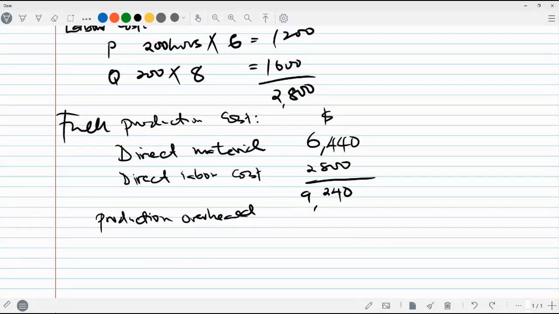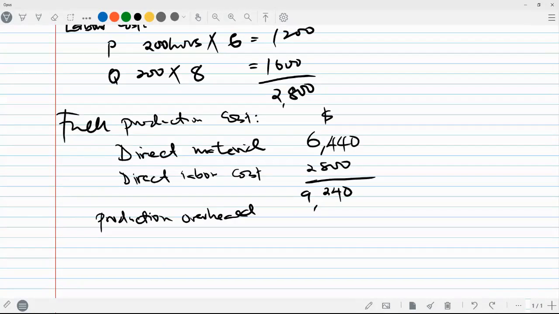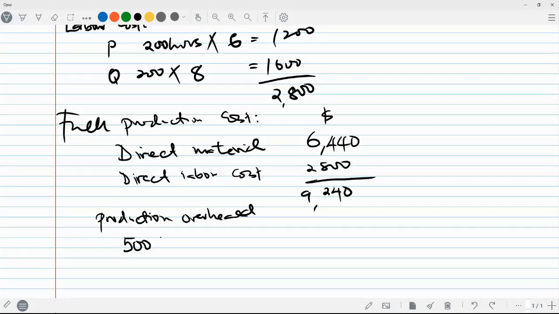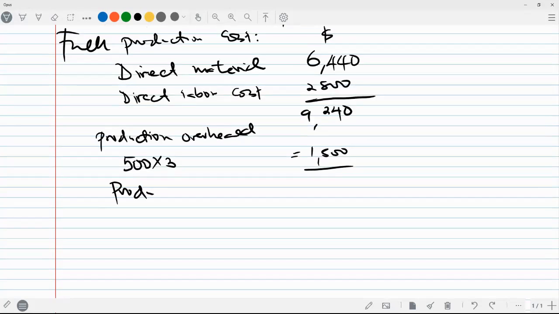We were told that production overhead is absorbed at a rate of $3 per hour in both departments. In department P, labor hours were 300. In Q, there were 200. Therefore, in total, we have 500 hours, and the overhead absorbed per hour is 3. Therefore, 500 times 3 gives 1,500. So the total production cost for this job is 9,240 plus 1,500, which equals 10,740.